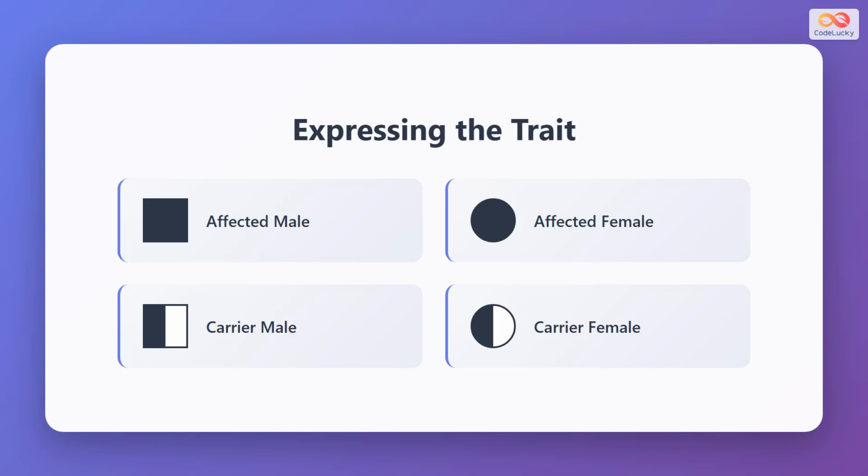When we want to show whether someone has a particular trait, we fill in the symbols. A filled-in or shaded square represents an affected male, meaning he shows the trait we're tracking. A filled-in circle represents an affected female. Half-filled symbols indicate carriers. A carrier male is shown with a half-filled square and a carrier female with a half-filled circle. Carriers have the gene for a trait but don't show symptoms themselves.